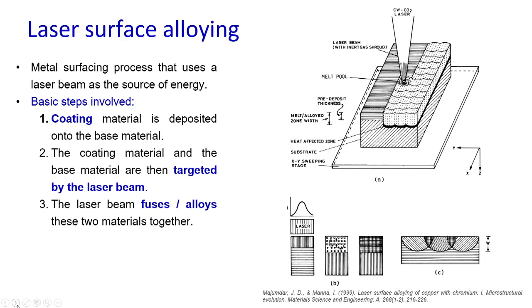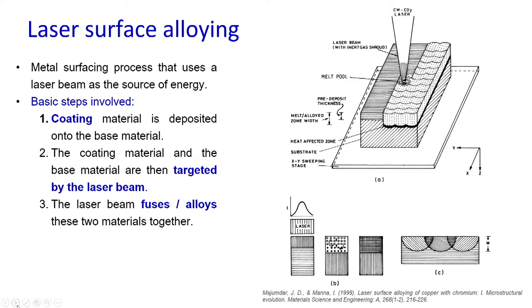Now there is another way also to have the laser based surface alloying. So instead of having a jet of particles of foreign materials, we can deposit or paste the foreign material over the surface, and then we apply the laser beam over the surface. So this is the second method, second way to alloy the foreign material over the substrate material.